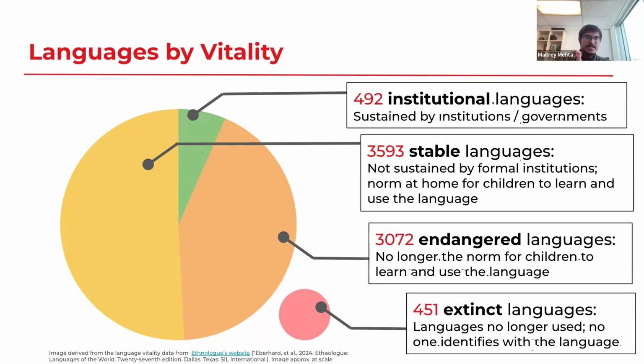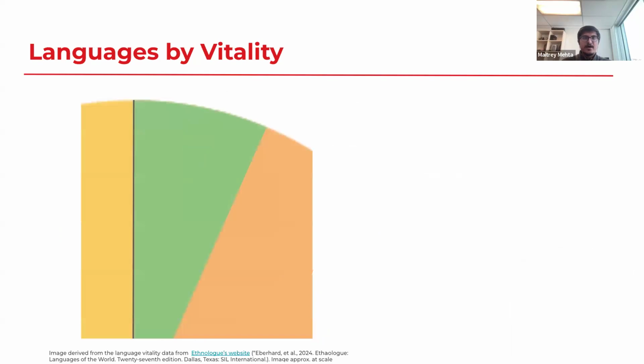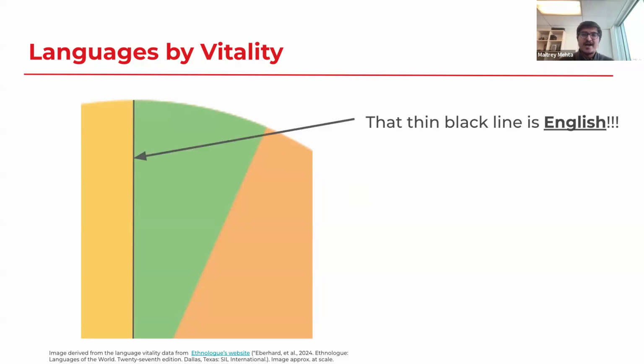Now, there is a very thin black line in this graph, so thin that you actually can't see it and you might have to zoom in. And I mean, if someone wants to guess what this is, okay, this is English, and nearly all of the NLP research that has happened over the past so many years has been focused on this tiny black line, English, right?